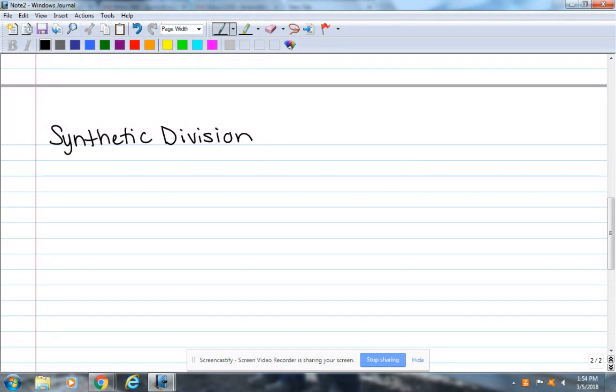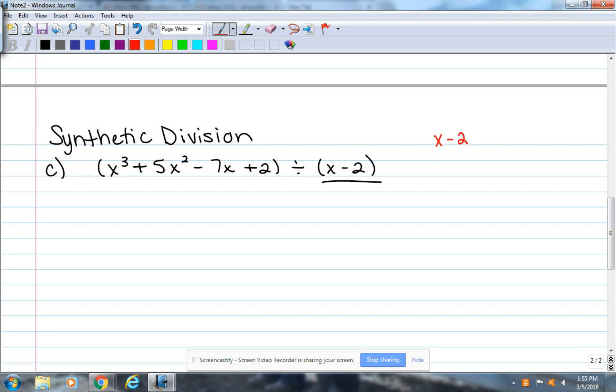This is one that we've already done. I think this is example A, but we're going to do it a different way. The polynomial x to the third power plus 5x squared minus 7x plus 2 divided by x minus 2. Now, y'all have never seen this before, so pay really good attention. The first thing you're going to do is take the binomial over here and set it equal to 0. So go over to the side and say x minus 2 equals 0.